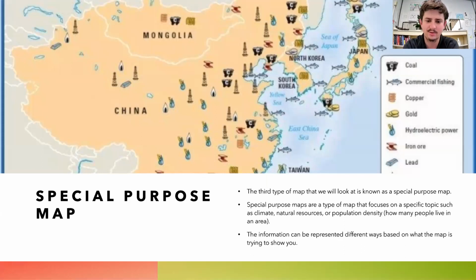And then the last one is known as a special purpose map. And these are maps that focus on specific topics, such as climate, natural resources like this one, or population density, which is just how many people live in an area. And this information can be represented differently based off of what the map is trying to show you. Like this is a natural resource map of China. It has the legend here telling you, okay, these are coal deposits, this is fishing, hydroelectric power, and so on. If this were a climate map, it would probably show you different colors, like red is a desert, green is grassland, that kind of thing. But special purpose maps just show you specific things about an area.